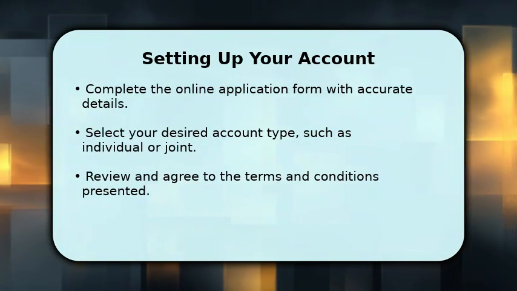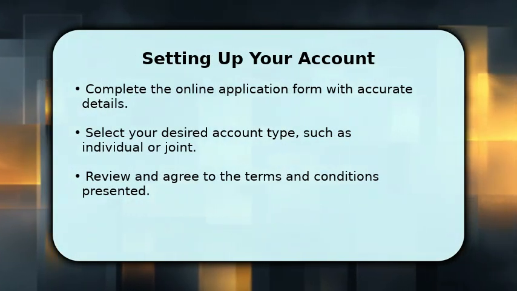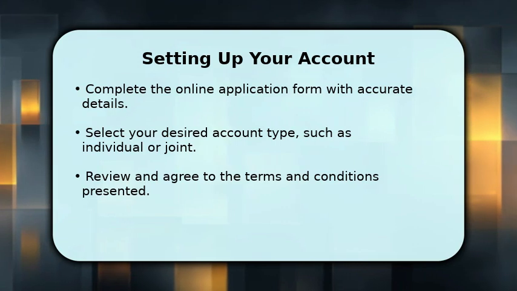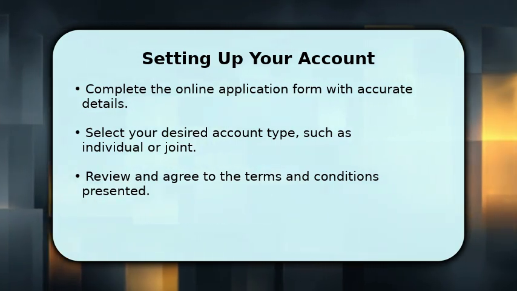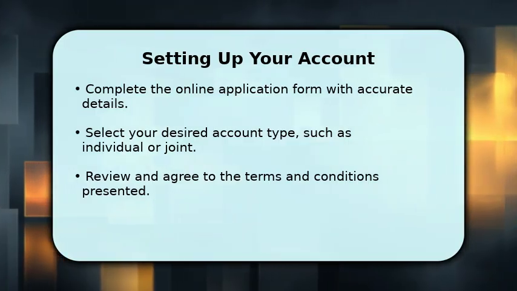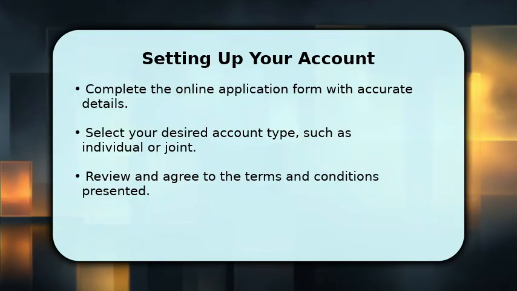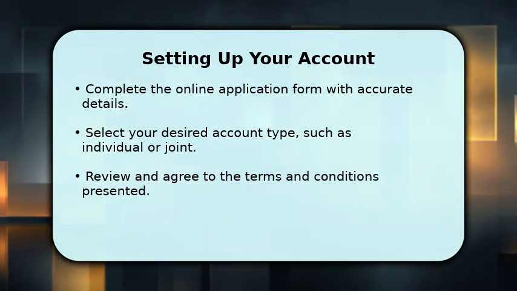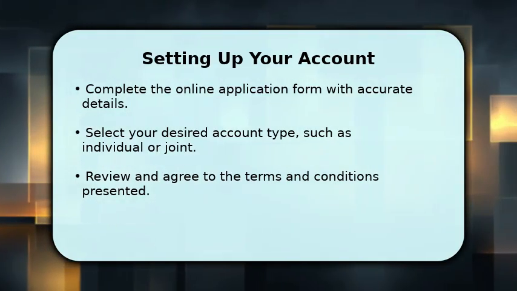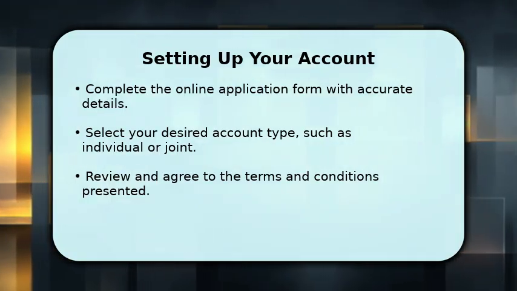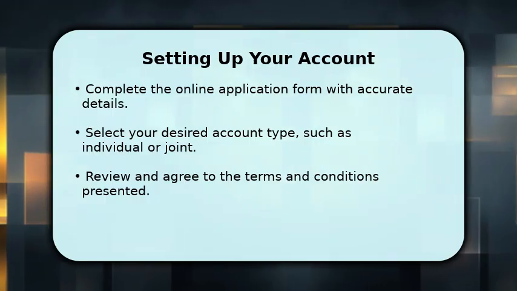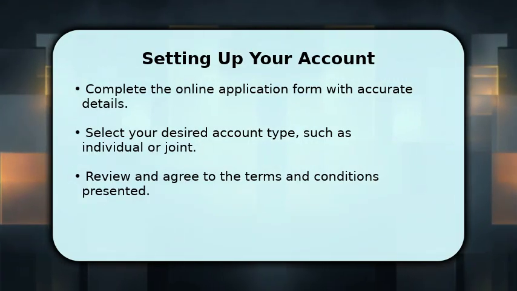Once you've entered your personal information, Trade will guide you through selecting your account type. You can choose an individual brokerage account, a retirement account like an IRA, or even a joint account. Carefully review all the information you've provided to ensure accuracy. After confirming your details, you'll need to agree to the terms and conditions to proceed with your application. This step is crucial for compliance.